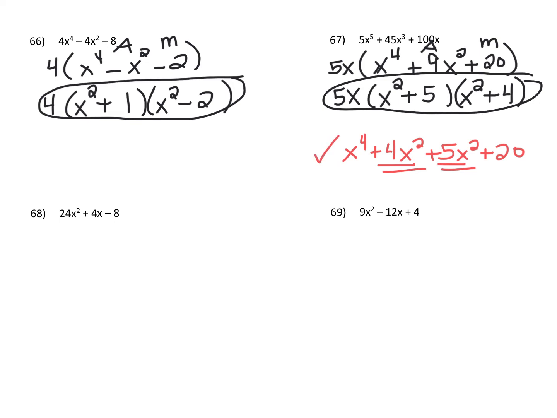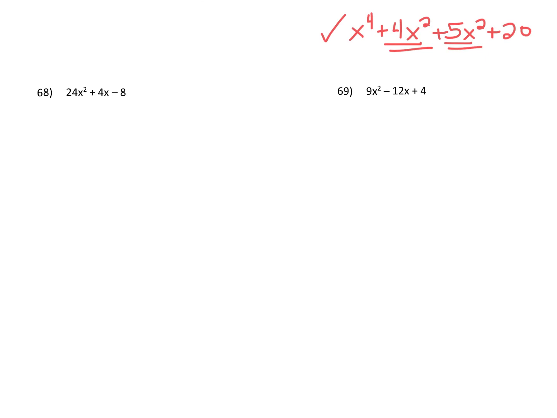All right, so number 68. So again, first thing we say to ourselves is, can I factor out a greatest common factor? Which, yeah, you definitely can, right? Look at these numbers. You could pull out a 4. So when you do, it's going to leave you with 6x squared plus x minus 2.